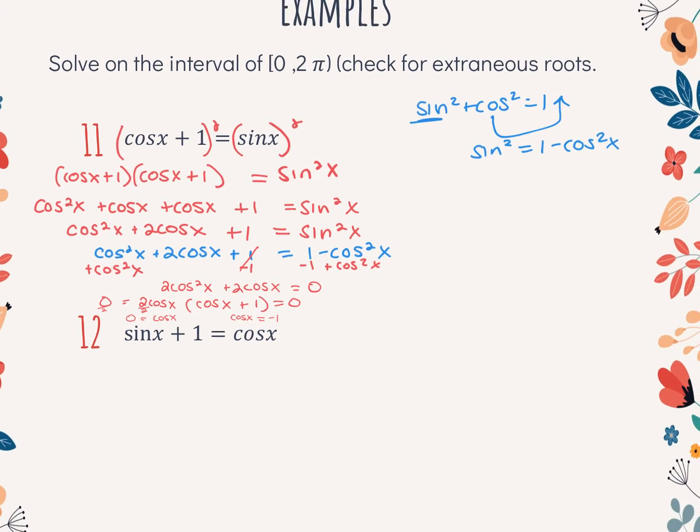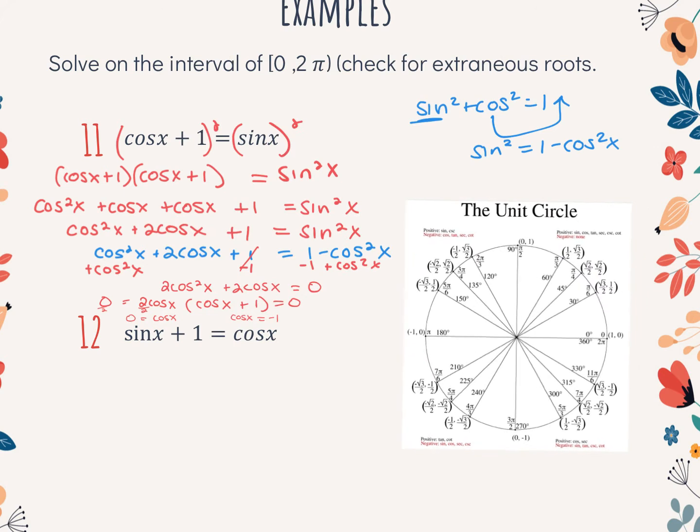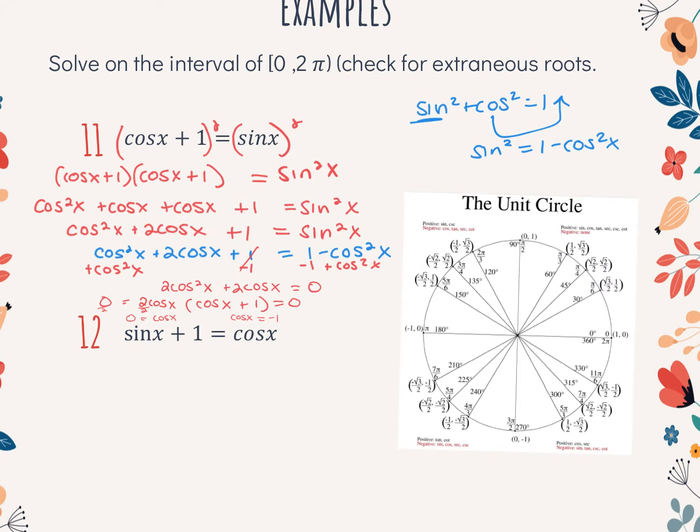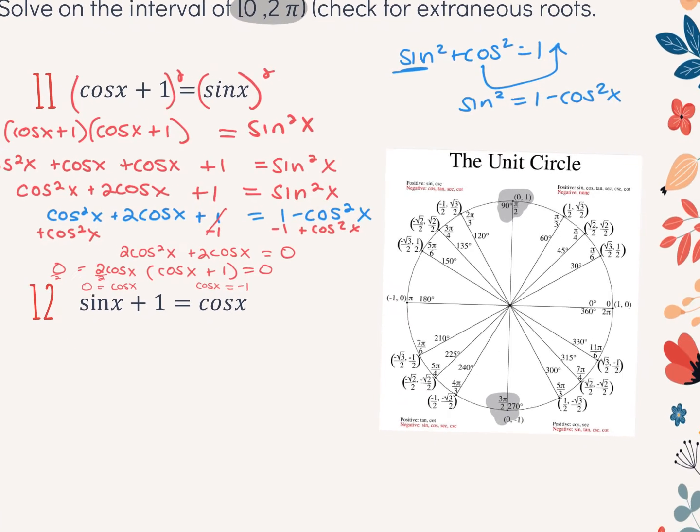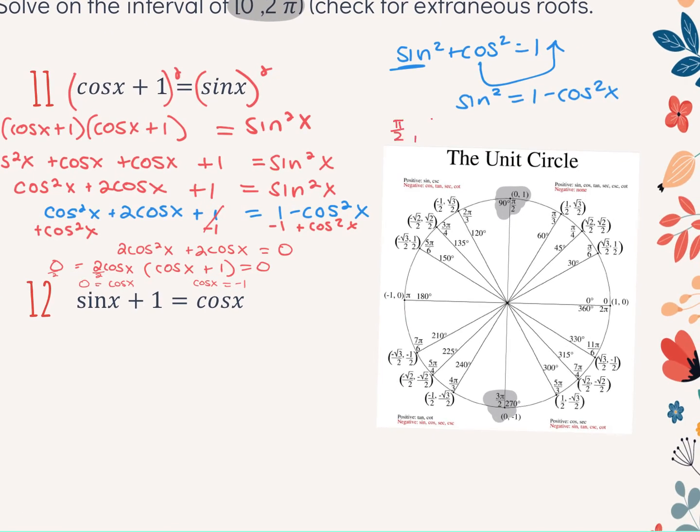So then I need my unit circle again. And I'm looking for two things. First is where cosine is 0. Now notice this says on the interval of 0 to 2 pi. So cosine of 0 would happen at, where's the x 0? It's at pi over 2 and at 3 pi over 2. And where is cosine -1? And that's at pi.